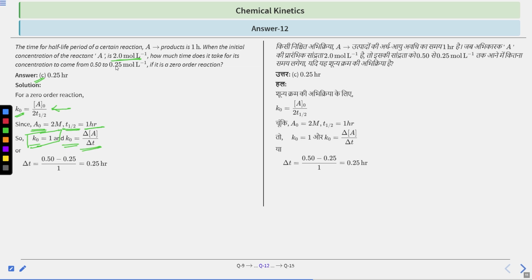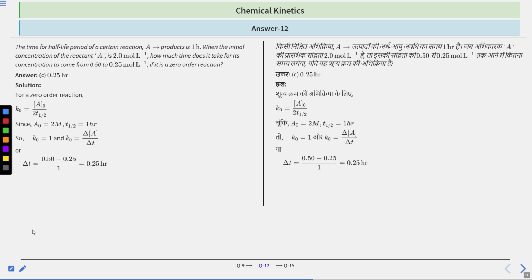So del T, which we have to find out, that is how much time it takes, will be equal to del A divided by K naught. K naught is 1, and del A is the change of concentration, so it is going from 0.5 to 0.25. So 0.5 minus 0.25 is coming out as 0.25 hour. So del T, the final answer, is 0.25 hour, and thus option C is the correct answer.